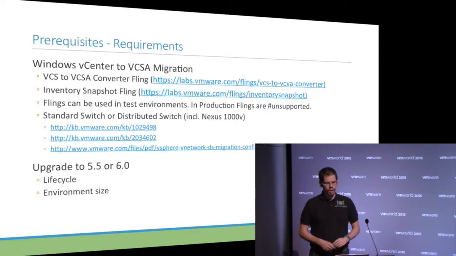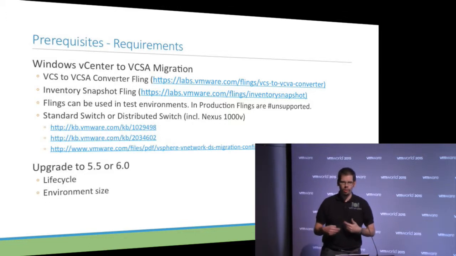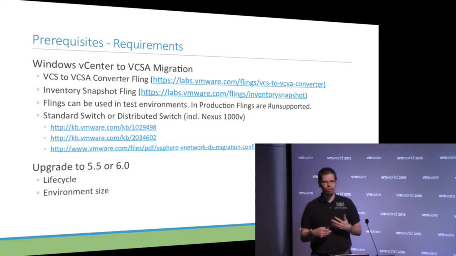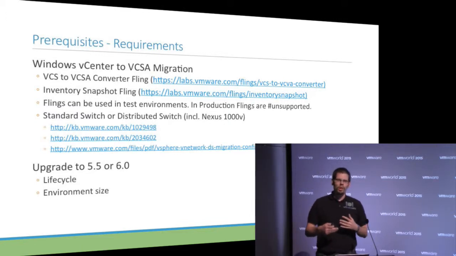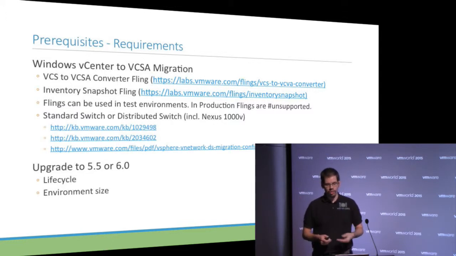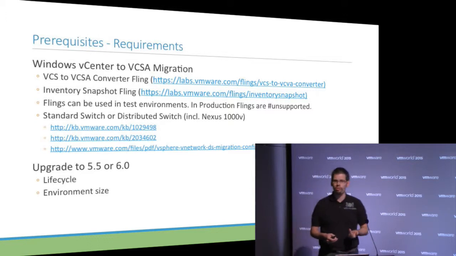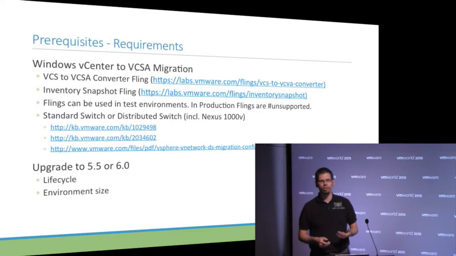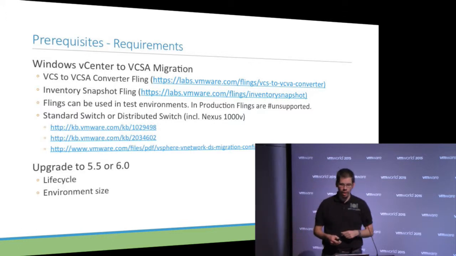So one important part is also, what does the customer have, or which specific requirements does a customer have? Because I have two customers who migrated from a Windows vCenter to a vCSA, and there are two flings. There is a VCS to vCSA converter and the inventory snapshot fling. But the fling is a technical preview, so you can use it in your test environment, but it's totally unsupported in your production environment. So keep this in mind.